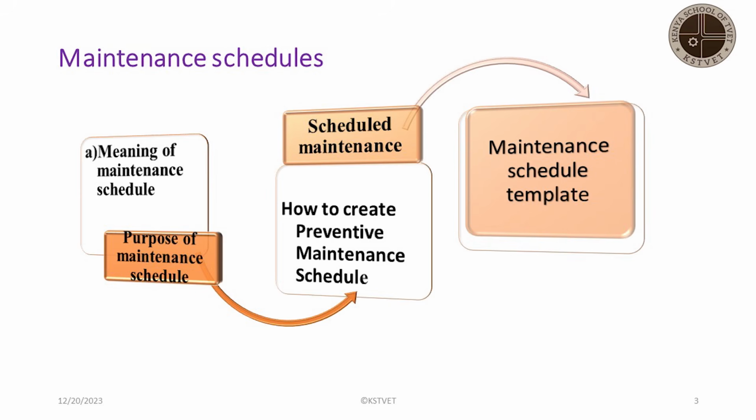And now, learner, let us discuss the purpose of maintenance schedule. The primary goals of scheduled maintenance are: 1. To reduce reactive maintenance. 2. To reduce equipment failure rate. 3. To reduce maintenance backlog. 4. To increase the lifetime of an asset or device. And 5. To reduce the number of equipment repairs and replacements.